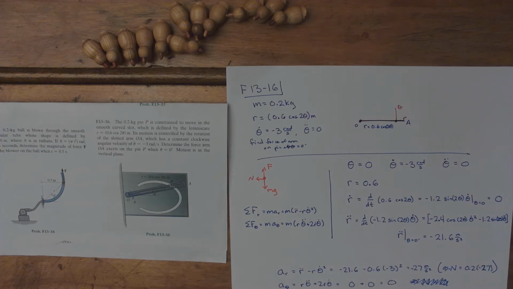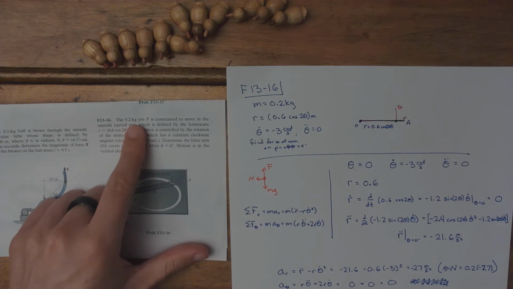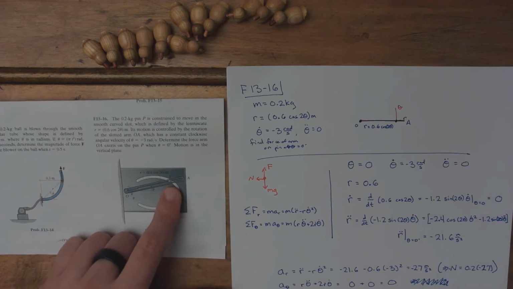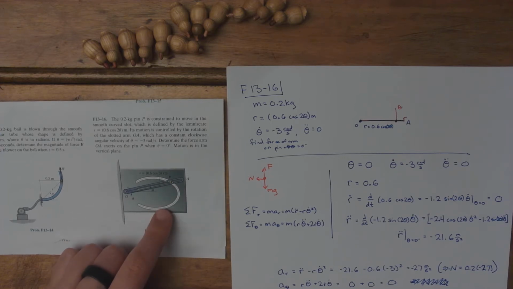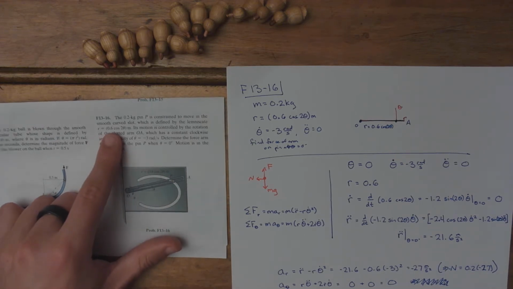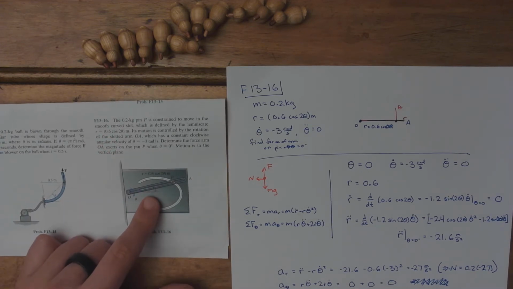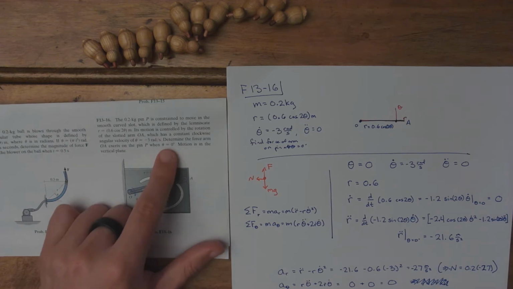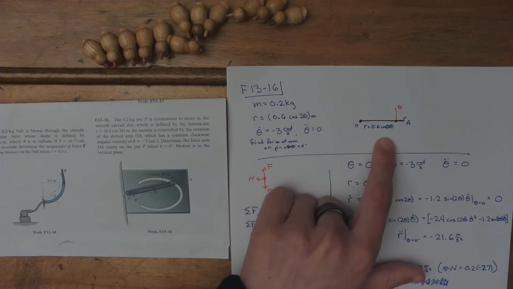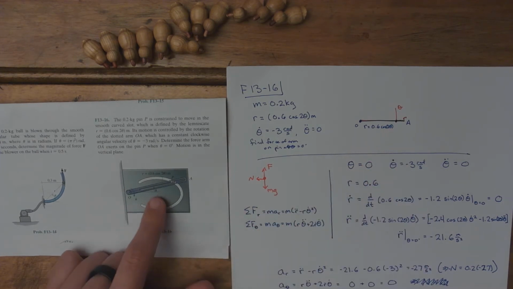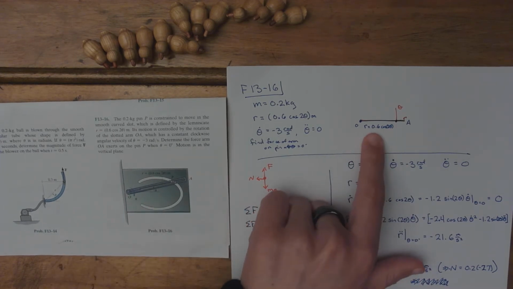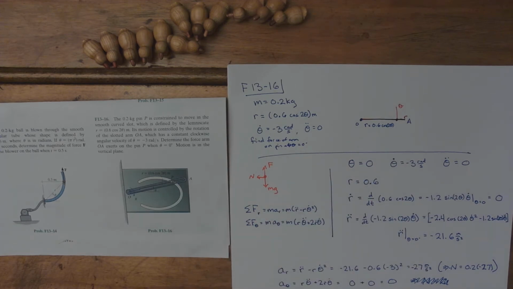This is fundamental problem 16 from chapter 13. The 0.2 kilogram pin P is constrained to move in the smooth curved slot, which is defined by the lemniscate r equals 0.6 times cosine of 2 theta. Before you get too excited about this, we are going to be looking when the angle is equal to 0 degrees, so like this, at which point r would just be equal to 0.6.